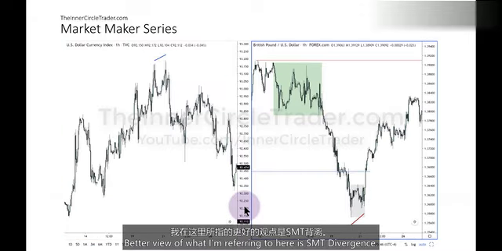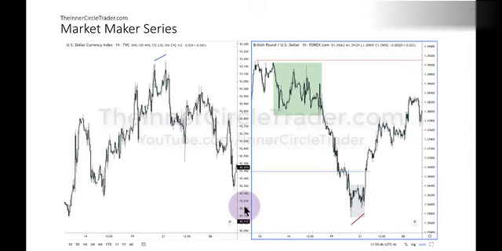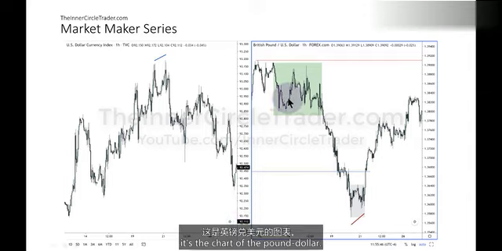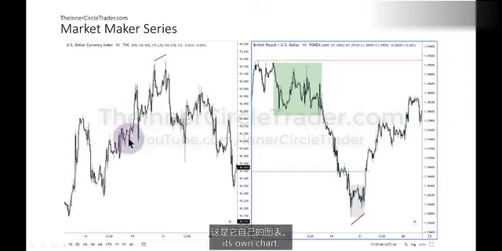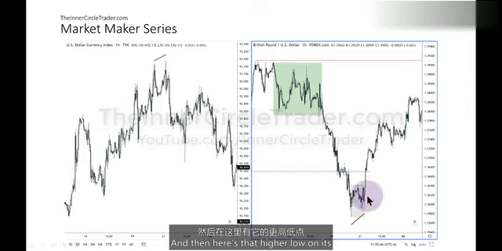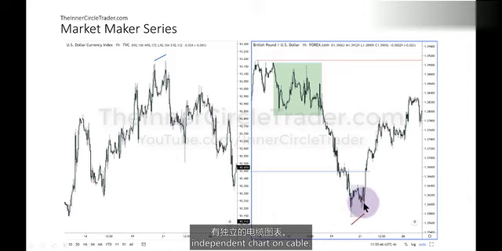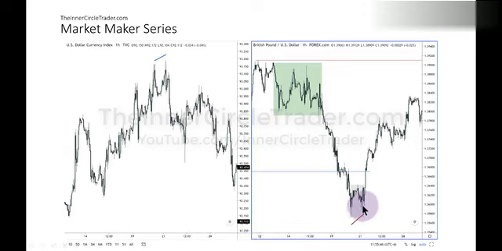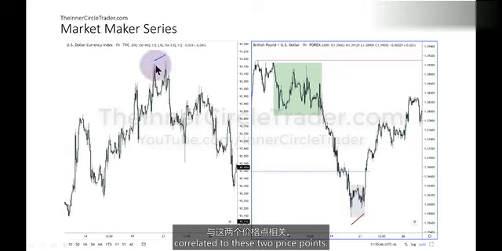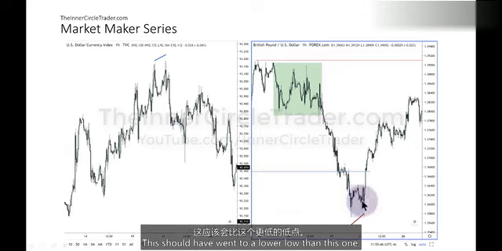A better view of what I'm referring to here is SMT divergence. On the right-hand side, it's the chart of the pound dollar, and on the left-hand side, it's the dollar index. Here's that higher high in its own chart, and then here's that higher low on its independent chart on cable. So these two price points are correlated to these two price points. This should have gone to a lower low than this one.